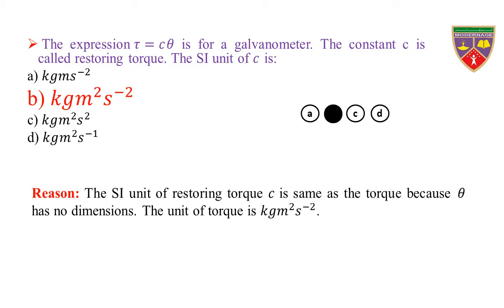Reason. The SI unit of restoring torque C is the same as that of torque because θ has no dimensions. The unit of torque is kilogram meter square per second per second. Hence, the SI unit of C is kilogram meter square per second per second.